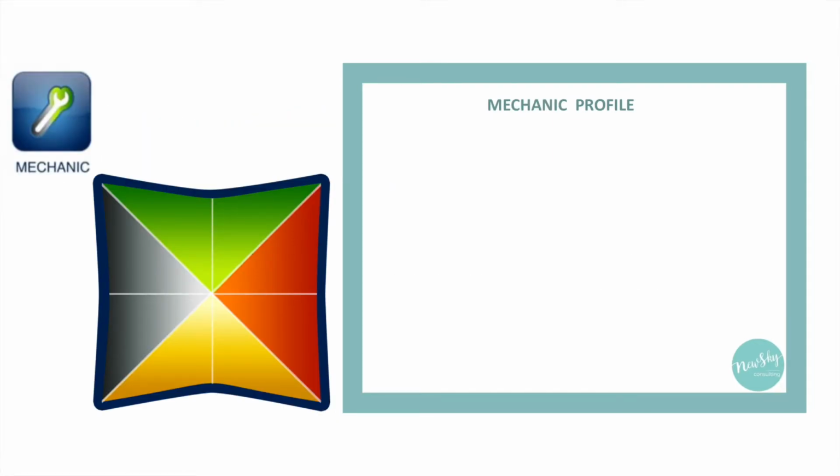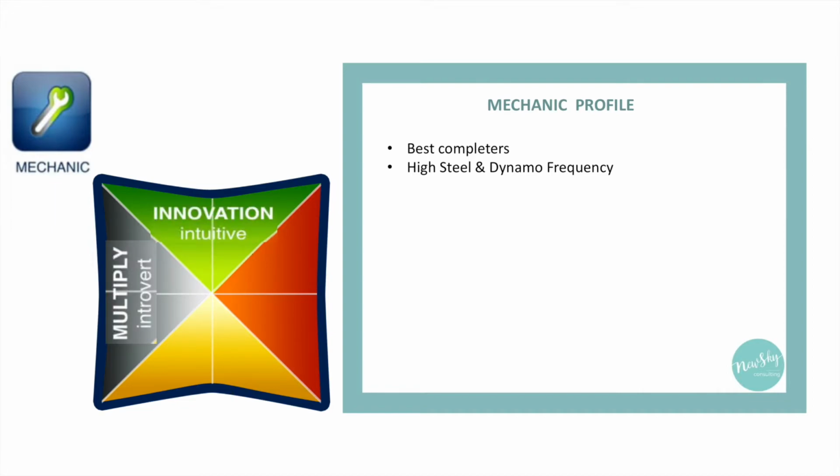Our final profile is our mechanics. Our mechanics are the best completers. They will wrap up the process and find really smart ways to do it better next time. Don't ask a mechanic to start from scratch though, but do give them an existing process or product to improve upon. Mechanics are the mirror opposites of our deal makers, and they're a high steel and dynamo frequency.